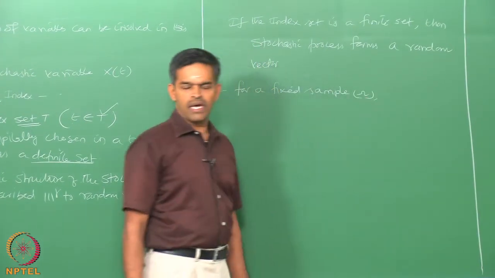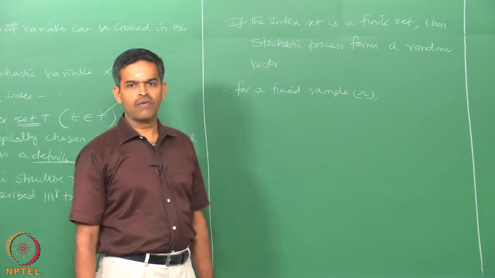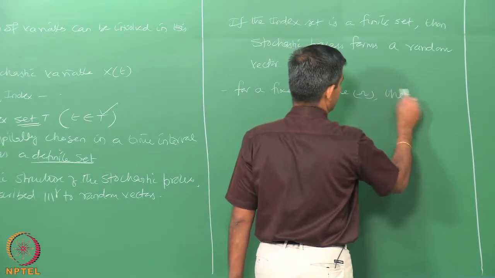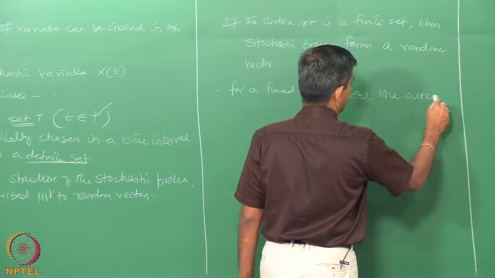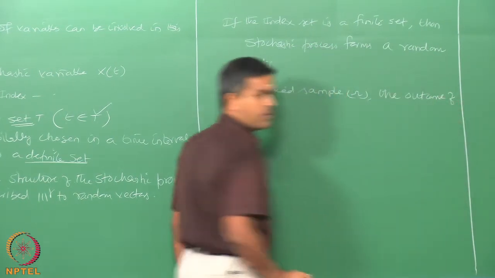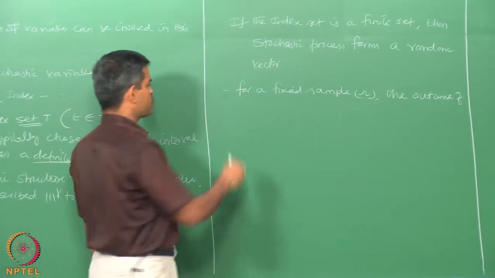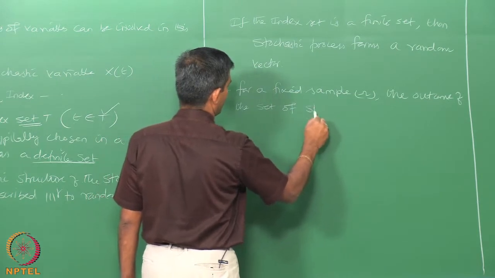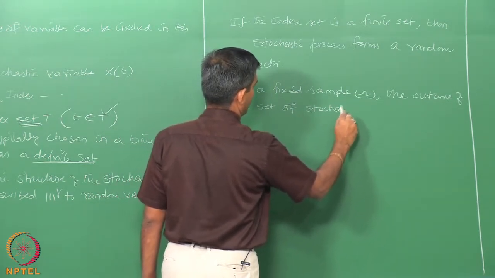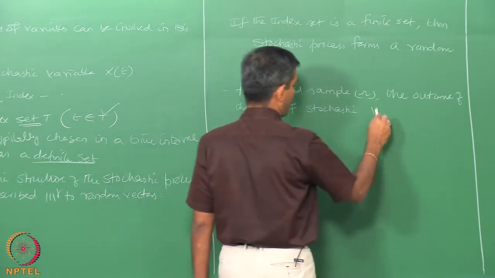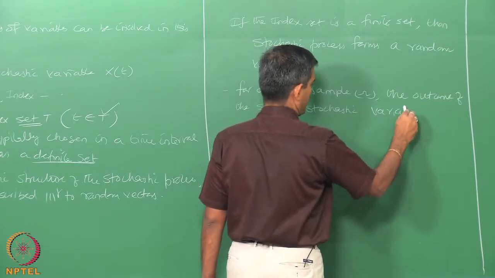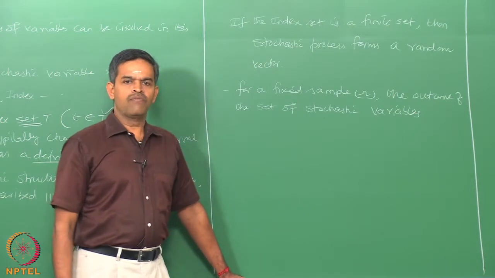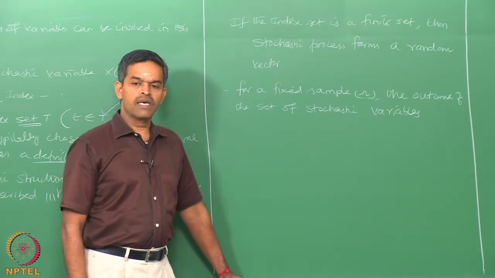which is usually the case in reliability analysis of offshore structures, the outcome of the set of stochastic variables form an ordinary function which is called a realization function.